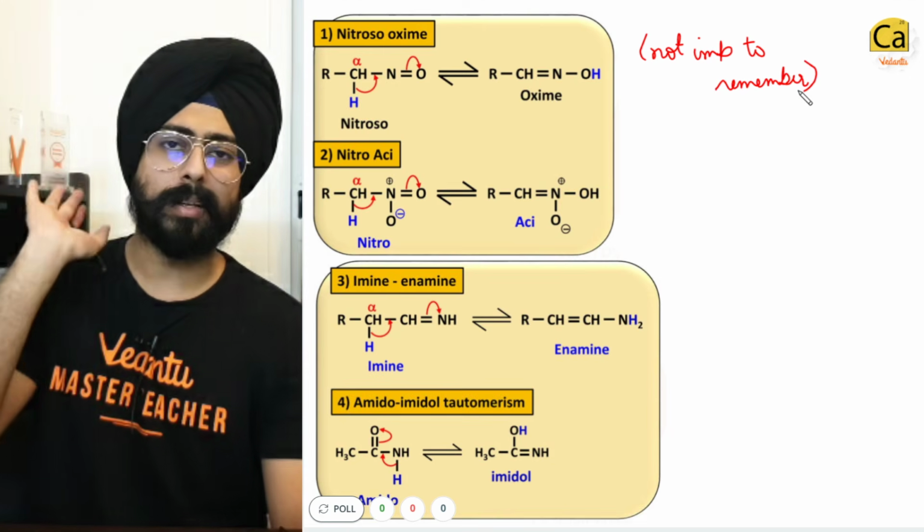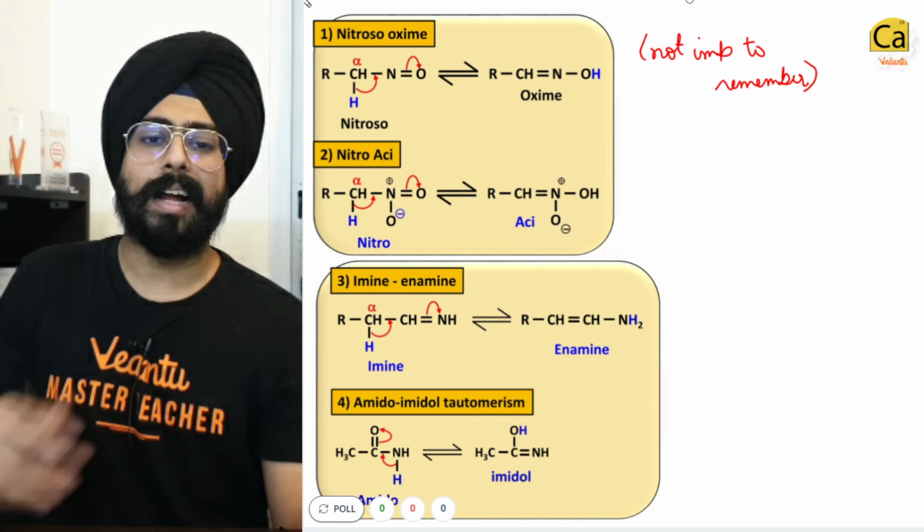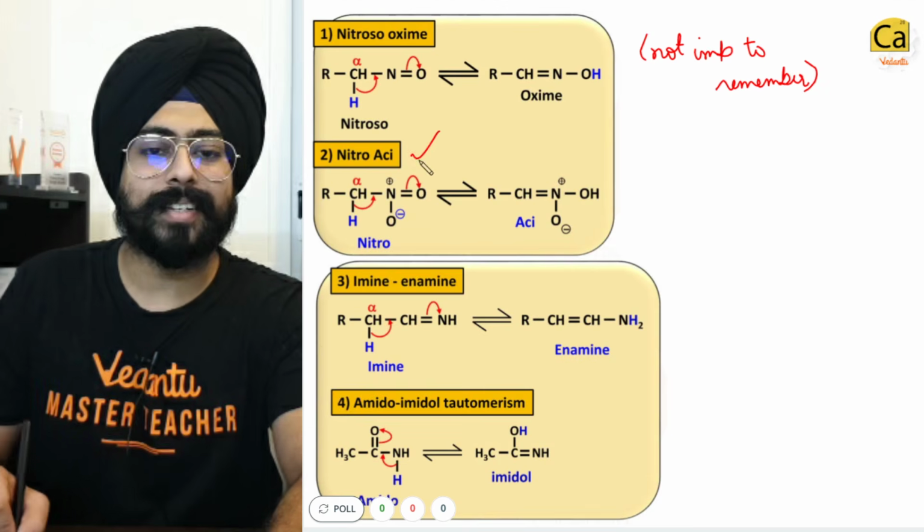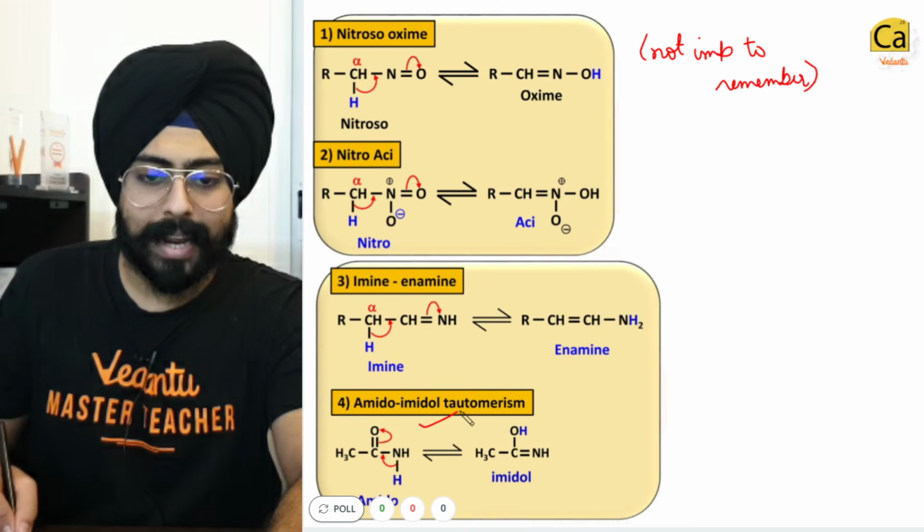If you want to remember them, it's your choice. It's totally your call if you want to. I'll just show you these examples. You have nitroso-oxime, nitro-aci, imine, enamine, and amido-imidol.